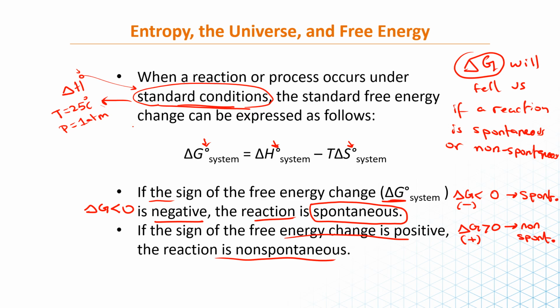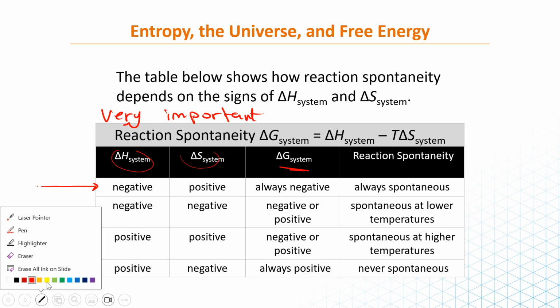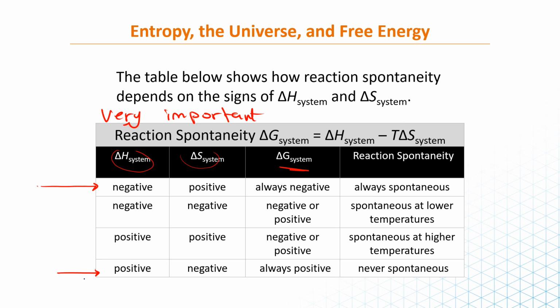So the sign of delta G depends on the delta H, delta S, and the T, right? Also, this table is very important. This table explains when the delta G is negative and when it is positive, depending on the delta H and the delta S. The easiest part is row number 1 and row number 4. Okay?